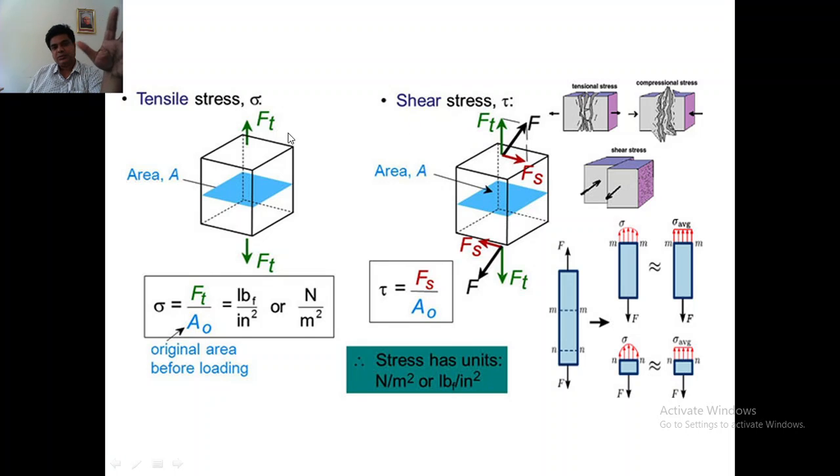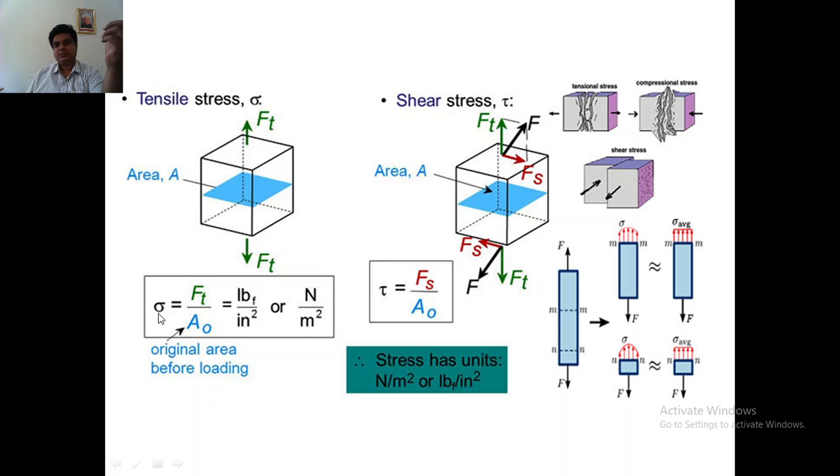So for all stresses, the formula remains the same. So we have the normal stress. The tensile stress and compressive stress are called normal stress because the load is acting normal, or perpendicular, to the face of the material. That's why it is called normal stress. So tensile stress and compressive stress are also called normal stress.